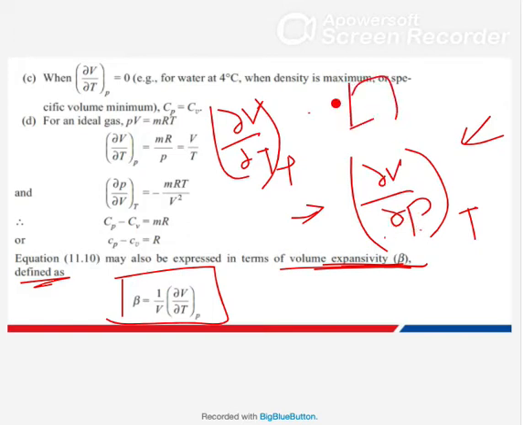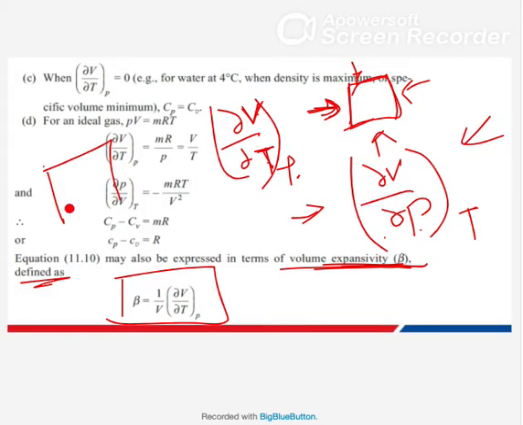If you apply a uniform pressure from all directions at constant temperature, obviously its volume will change. That we defined as bulk modulus, which you might have studied in strength of material. The inverse of that is compressibility, which was defined at constant temperature. Now we can have one more relation, the change in volume with respect to temperature at constant pressure.